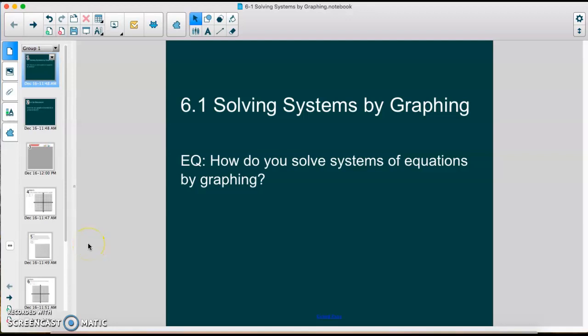Hey guys, section 1 of chapter 6 here. We're going to solve systems by graphing. Our essential question: how do you solve systems of equations by graphing?